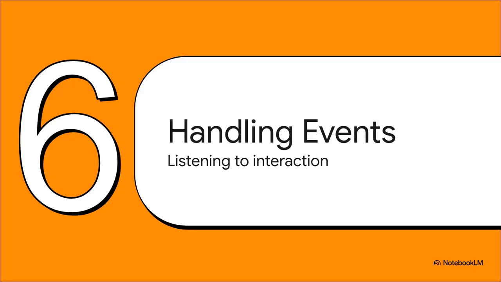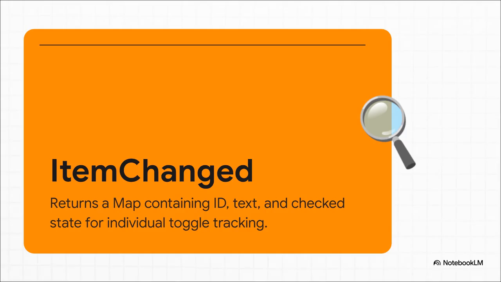Finally, Section 6, Handling Checkbox Events. Listening to Interaction. It's really important to distinguish between these two core events. ItemChanged gives you granular tracking for individual toggles. It hands you a map with the specific ID, the text, and whether it was just checked or unchecked. Perfect if you need an immediate action based on one single choice. On the flip side, SelectionChanged hands you the complete batch of currently selected IDs as a single list. That's ideal if you just want to update a data model with the current total state every single time a change happens.